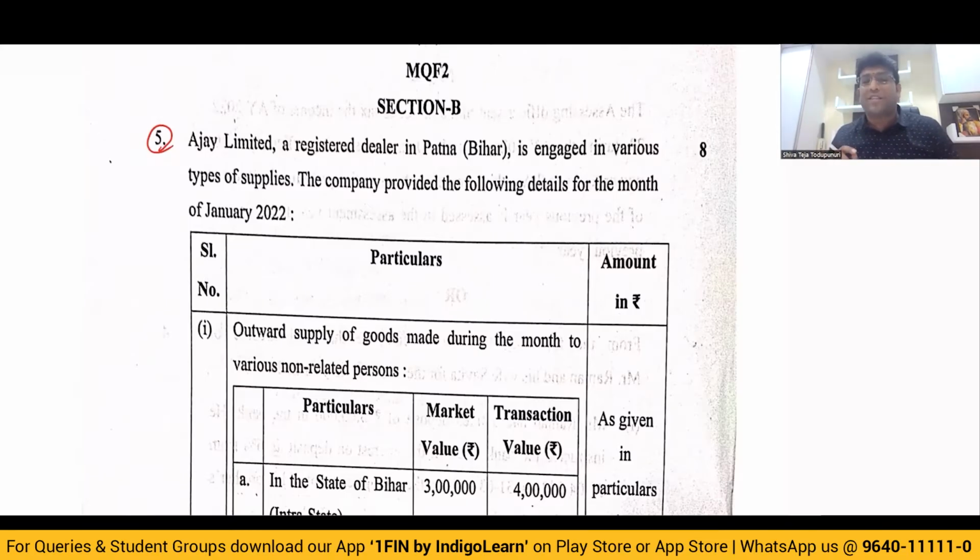Now, what are the questions which have come in the exam? Let's look at them and try to evaluate how we tackle these questions in the exam and what you have done in the exams.